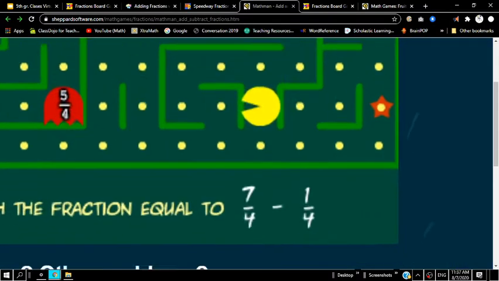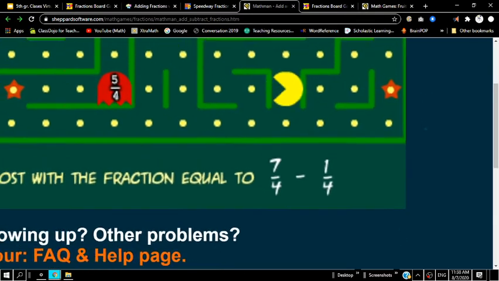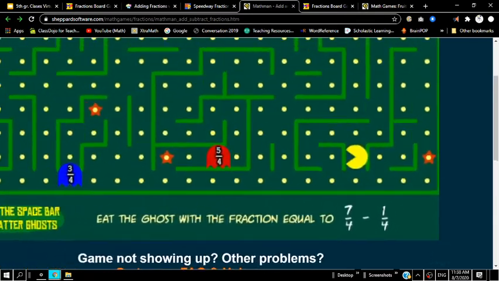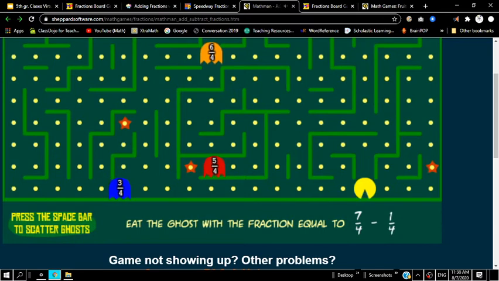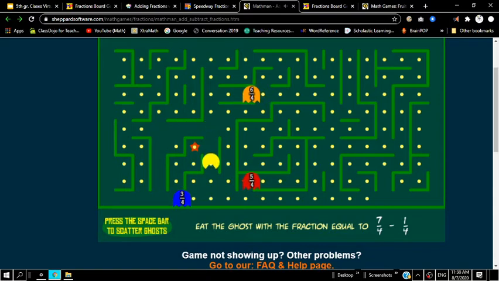7/4 minus 1/4. You see the problem right there on the bottom. 7 minus 1 is 6, so 6/4. We're going to look for 6/4. You can also eat the little prizes along the way. Okay, this star thing right here pauses the Pac-Man so that you can find your answer more easily.